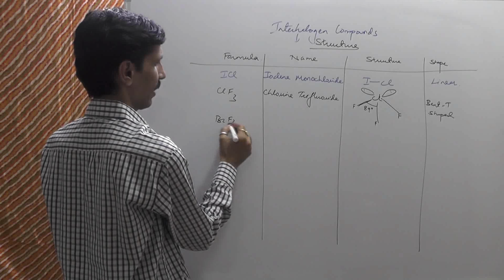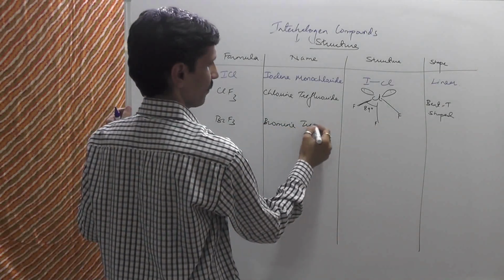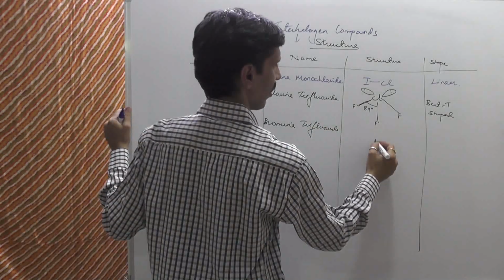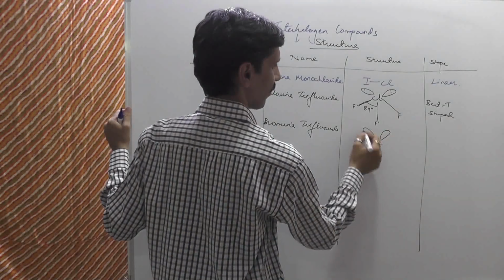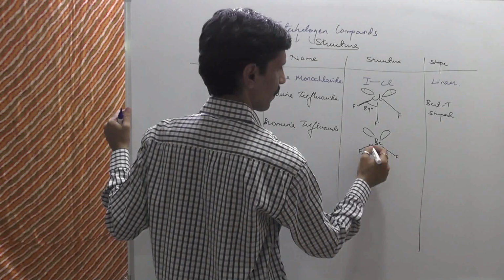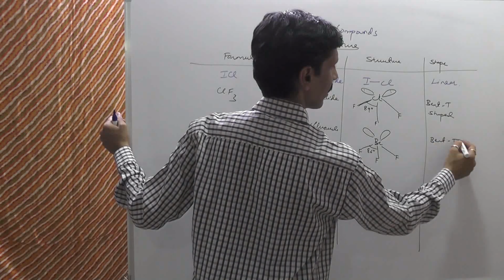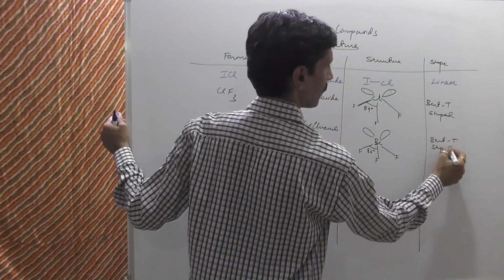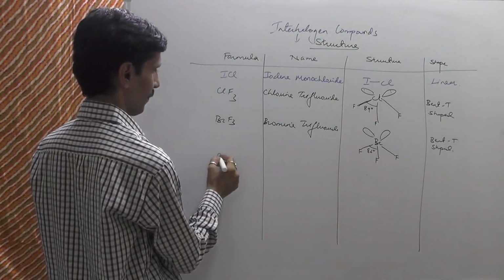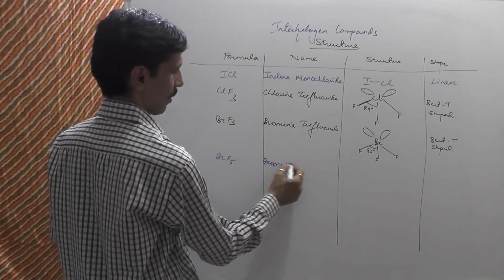Similarly we have BrF3, bromine trifluoride. So it also has a bent T-shaped structure like this, 86 degrees, with the same structure, that is bent T-shaped. Okay, then we have BrF5, bromine pentafluoride.